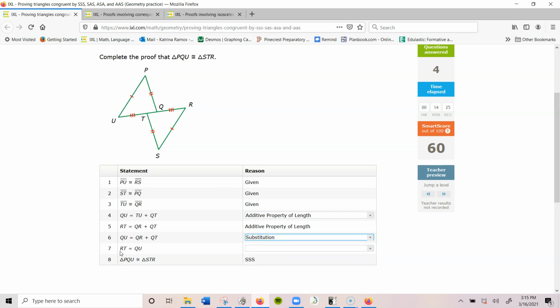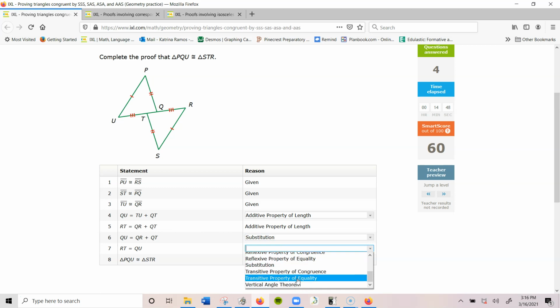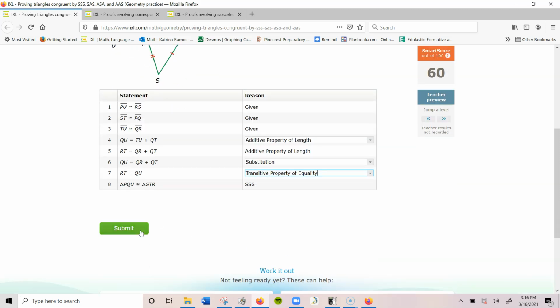Now it tells you that RT is equal to QR plus QT. So we have that RT is equal to this and QU is equal to that. That means that RT is equal to QU. That is the transitive property. A is equal to B and B is equal to C. Therefore, A is equal to C. That's what that means. So this is the transitive property of equality because these are using equal signs and not congruent symbols.